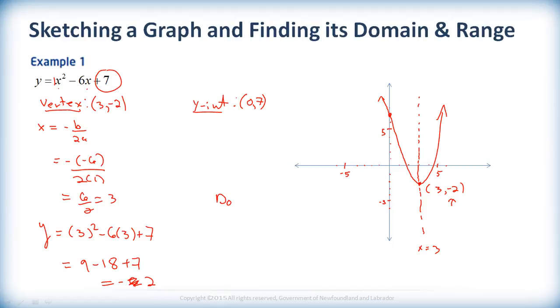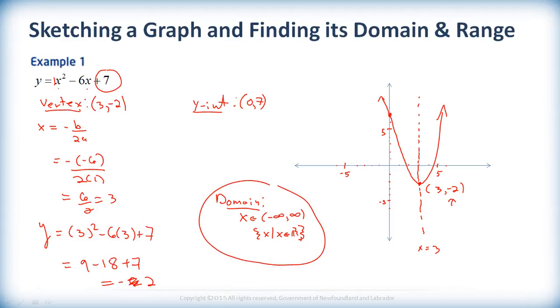The domain of this function is going to start at -infinity and go all the way to +infinity, like it does for all parabolas. Or if you wanted to write it in set notation, it's a set of all values of x that are real, with no restrictions at all. Okay, so there's our domain, same for all parabolas that are without a context.